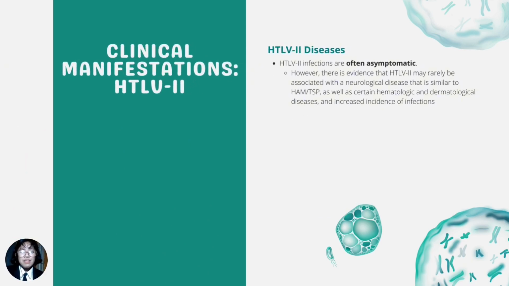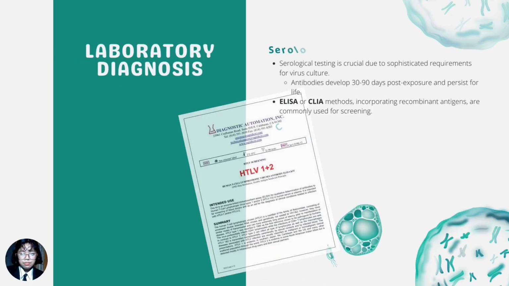So, unlike HTLV1 infections that result in leukemia and myelopathy, the association of HTLV2 infection with disease is unclear. In fact, most individuals infected with the virus are asymptomatic. However, don't underestimate this one since there is still evidence that HTLV2 may rarely be associated with a neurological disease that is similar to HAM/TSP, as well as certain hematologic and dermatological diseases and increased incidence of infections.